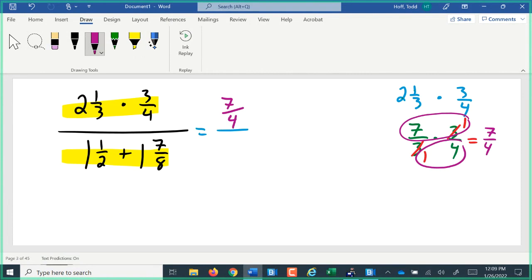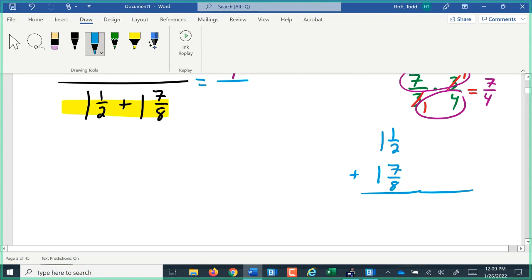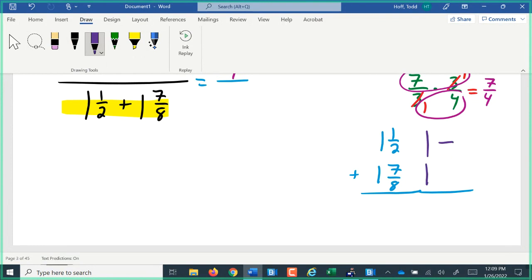Next, I want to do the bottom down here. I'll write that off to the side as well. 1 1/2 plus 1 7/8. Now, I'm used to doing my addition vertically, so I wrote it vertically. I need common denominators. So the whole numbers, the ones aren't going to change. For 2 and 8, my common denominator is 8. So the 8's going to stay 7/8. That hasn't changed. 2 is multiplied by 4 to make 8, so I do 1 times 4 is 4.